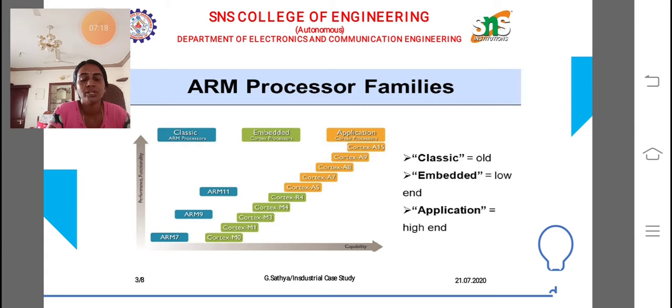Based on the user requirement, we are differentiating the ARM units into classic processors, embedded processors, and application-oriented processors. In our define part, we consider only the higher-end processor application units, which come under the Cortex-A, R, and M series. So we are providing a solution for the end user. Based on the user requirement, we can simplify the application and instruction set also, so we go for the higher-end, application-oriented processor. That is our define part.